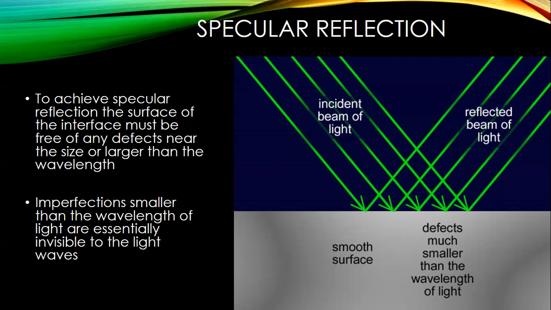Now, if you have bumps the size of an atom, well, an atom's much smaller. An atom is 10 to the negative 10 meters across, which is about a tenth of a nanometer, where light is about 500 nanometers for visible light. So slight changes in the distribution of the atoms on the surface are not going to really affect the specular reflection. But bigger bumps that are on the order of a micron will affect how the light is reflected.